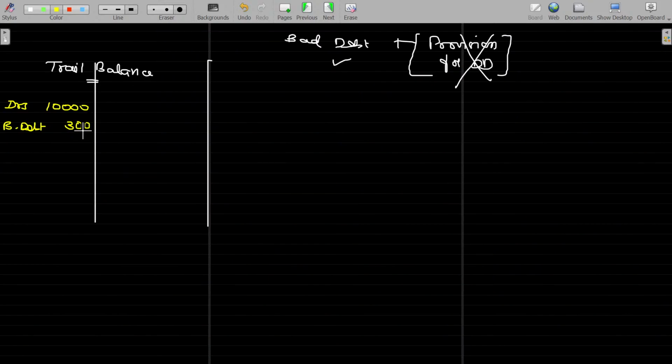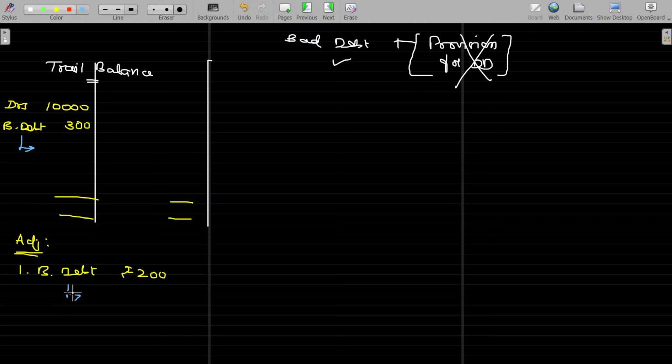In the trial balance, apart from the other accounts, in the adjustments we have been given bad debt here: bad debt rupees 200. How do I now adjust this? Tell me. What about this bad debt in the trial balance and bad debt in the adjustment?